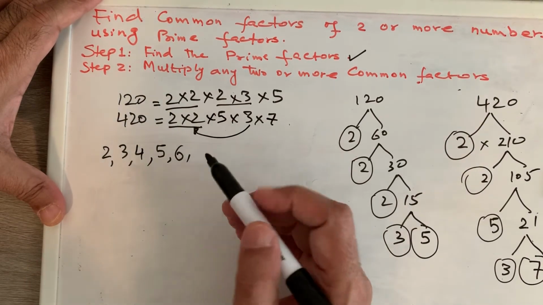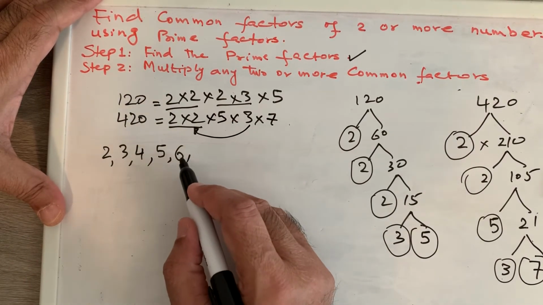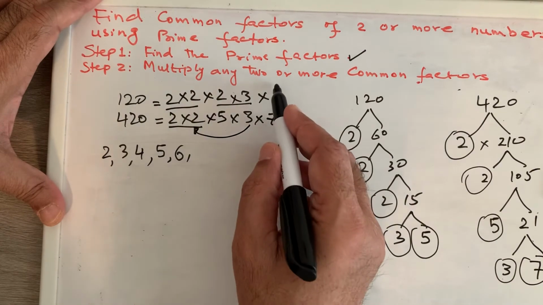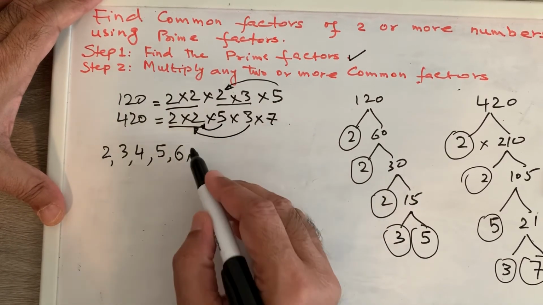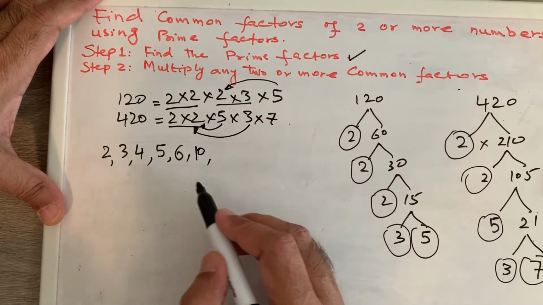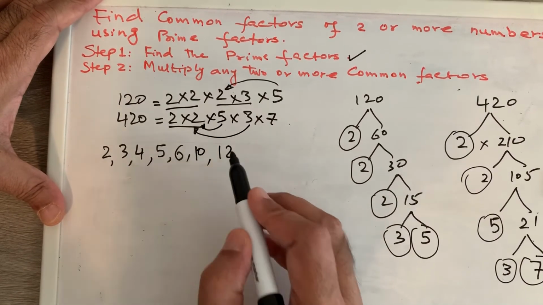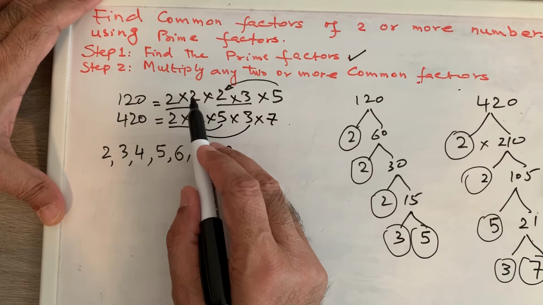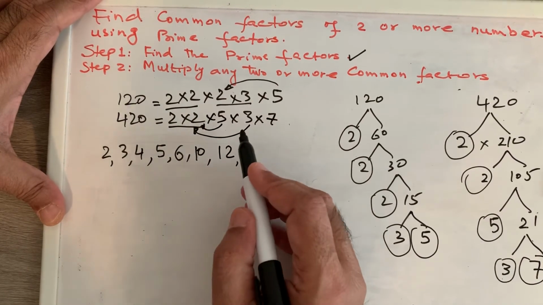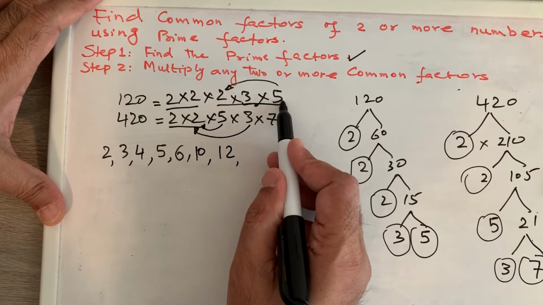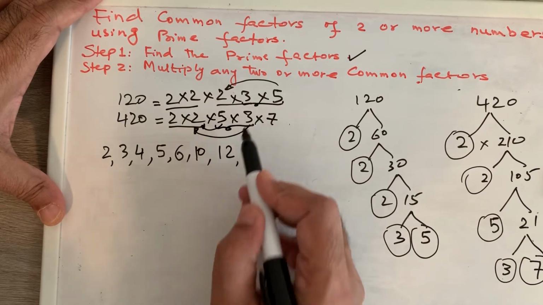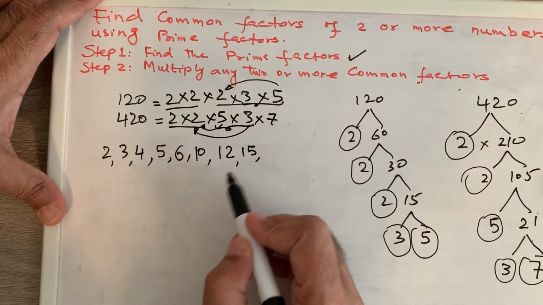Now we can check more. After 6, what do we have? 10. 5 times 2 is 10, and 5 times 2 is 10. So they both have 10, right? They both have 12. How? 3 times 2 is 6, 6 times 2 is 12. They have 12. Both have got 12. Next, what can we check? 5 times 3 is 15. It has got 15. 5 times 3 is 15. So we have 15 there.